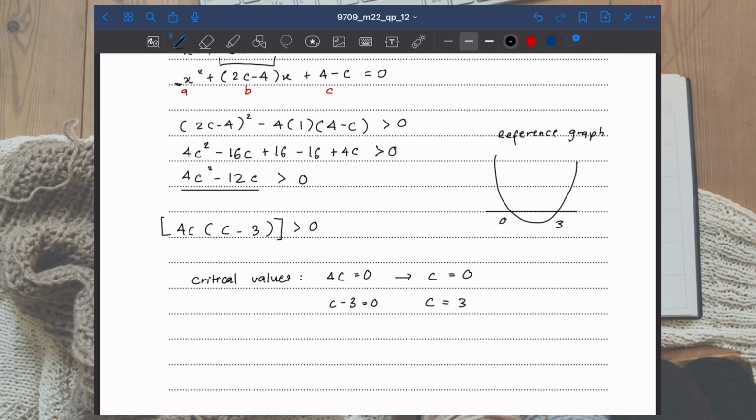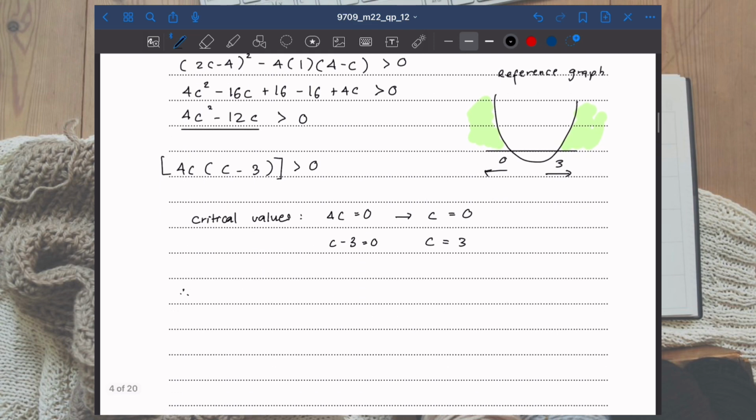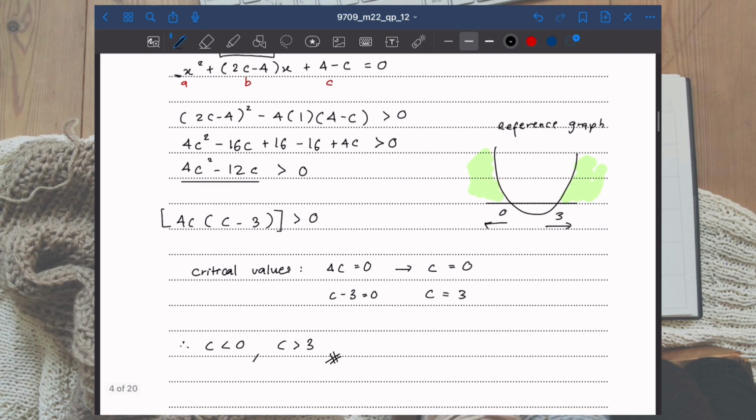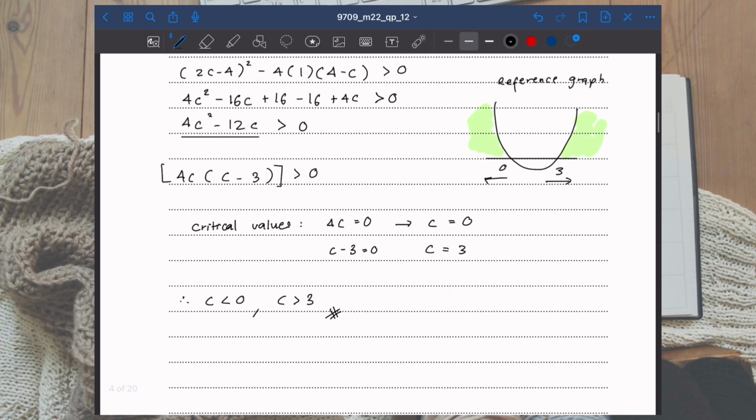So since our b squared minus 4ac is more than 0, we want to find the area above the line here. So that means our c will be less than 0 or more than 3. Hence, our set of values for c will be c is less than 0 or c is more than 3. So these are our set of values for c.